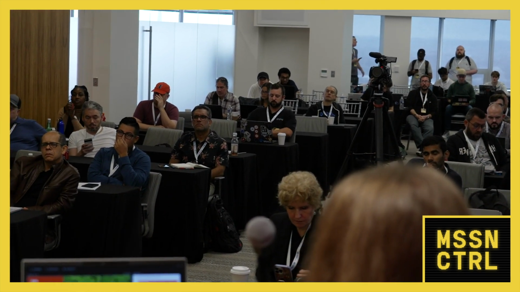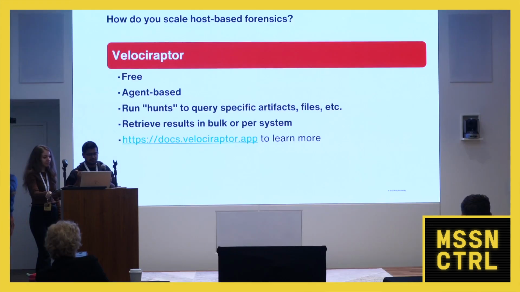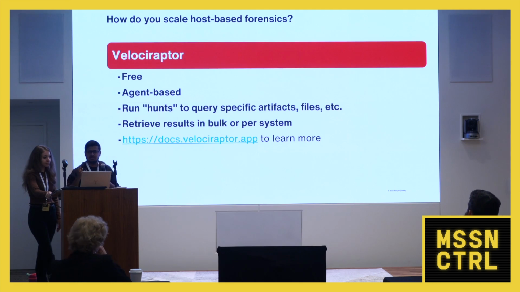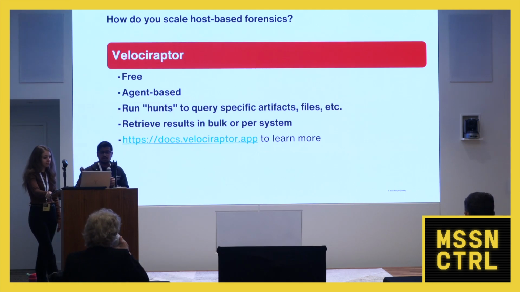So how did we scale all of that? We were able to scale our investigation using a tool called Velociraptor. Some of you may have heard of it. Matt mentioned it yesterday. Very, very useful tool. It's an agent-based DFIR tool. Basically, you can query and parse these artifacts through something called hunts. You can either retrieve these results in bulk across your organization or per system.